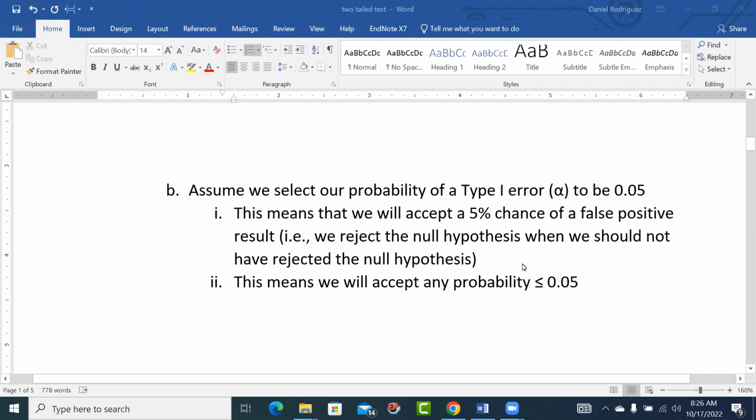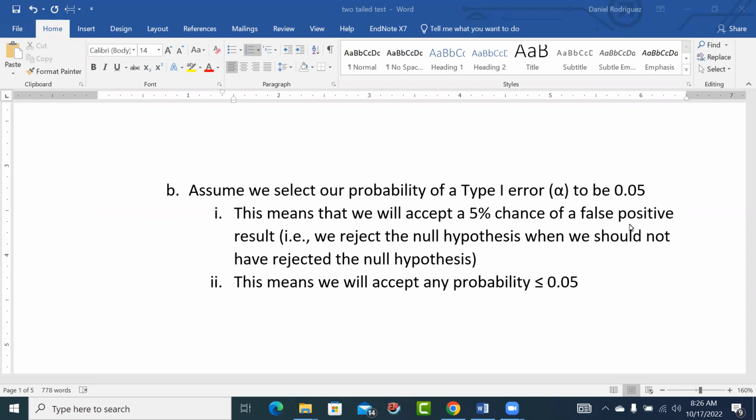Okay, let's make an assumption that we select our type 1 error rate, the probability of a false positive result, also known as alpha. We use this Greek symbol alpha to denote the type 1 error probability. We'll select it to be 0.05. This is a very standard probability of a type 1 error. And what this means is that we accept a chance of a false positive rate being 5% or less.